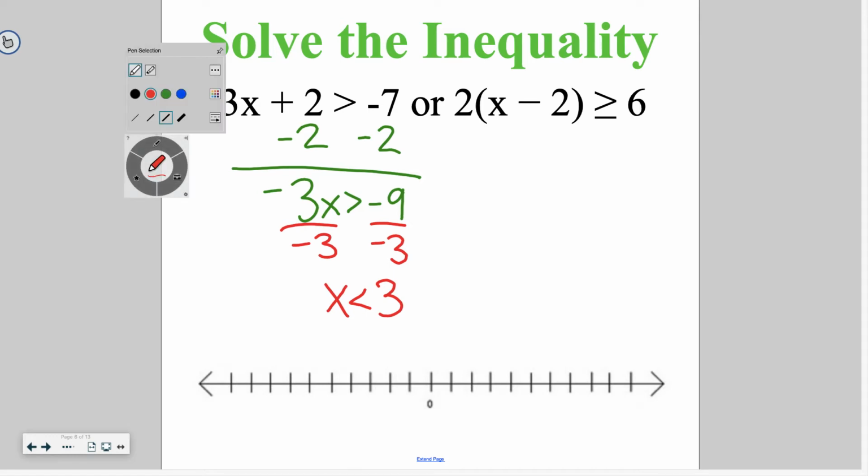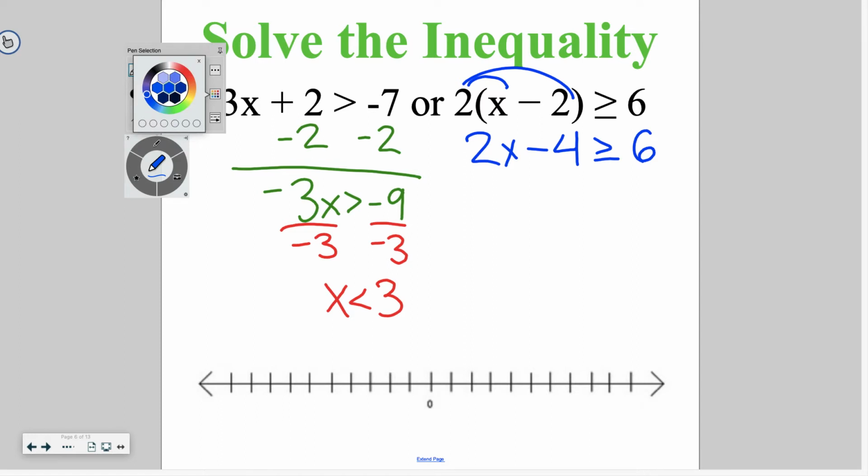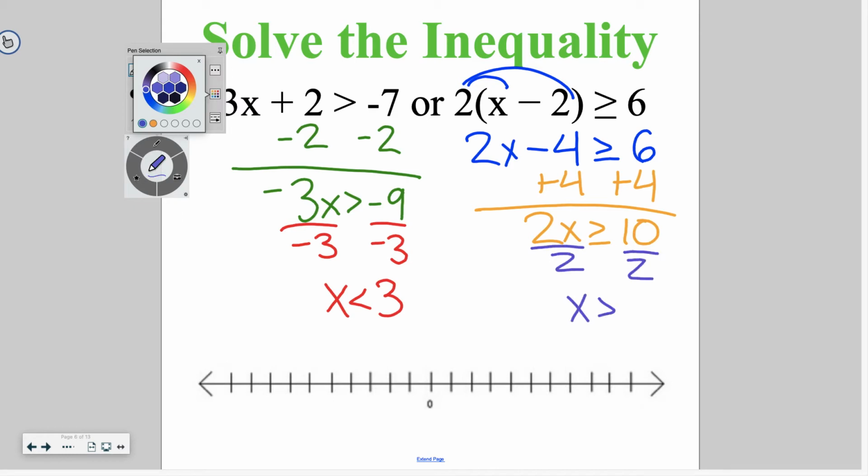Then I need to solve this second part. I'm going to start by distributing there. So I've got 2x minus 4 is greater than or equal to 6. My next step is going to be to add 4 to both sides. So I end up with 2x is greater than or equal to 10. And I'm going to finish by dividing by 2 on both sides of my equation, giving me x is greater than or equal to 5.